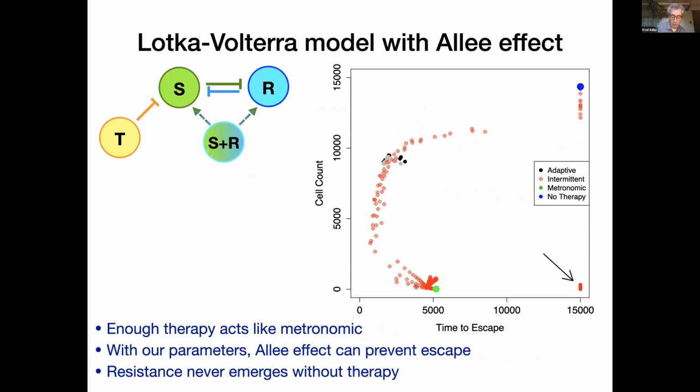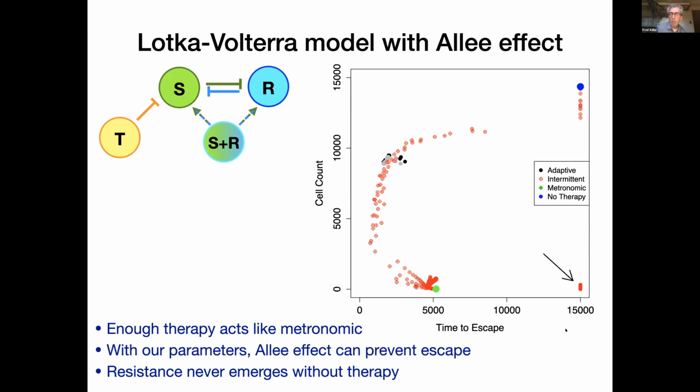So remember, an Allee effect means that cells do badly when they're rare. And here, I've put an arrow on it, you can actually get to the happy place. And for reasons I don't quite understand, and we're still working on this, our adaptive therapies all end up hanging around a really bad place, and I think that's just the choice of the therapy parameters. But some of the intermittent strategy parameters end up in the good place.